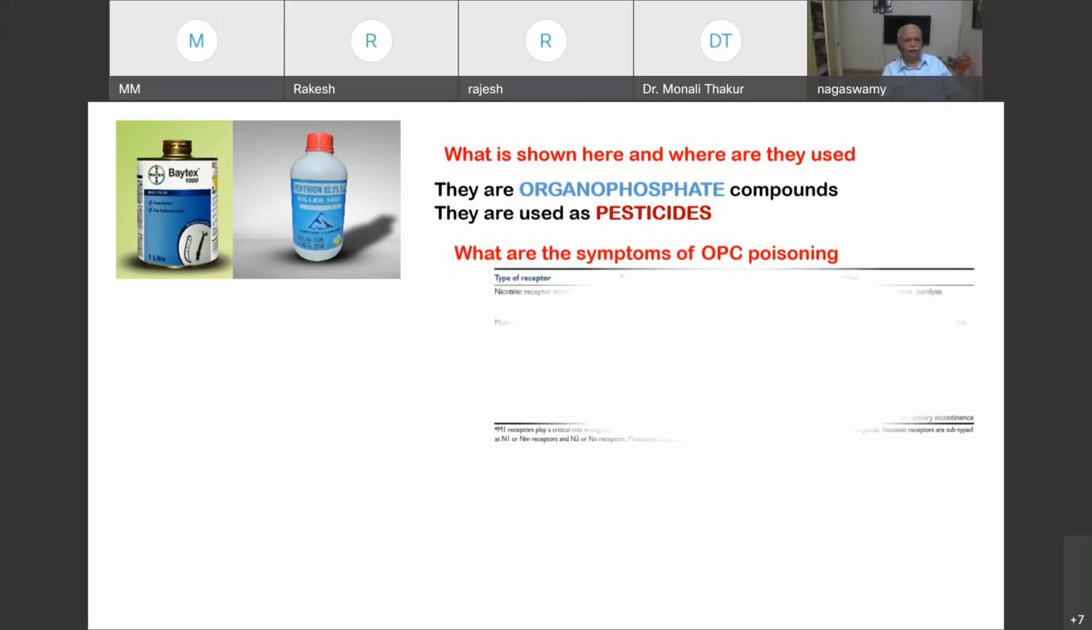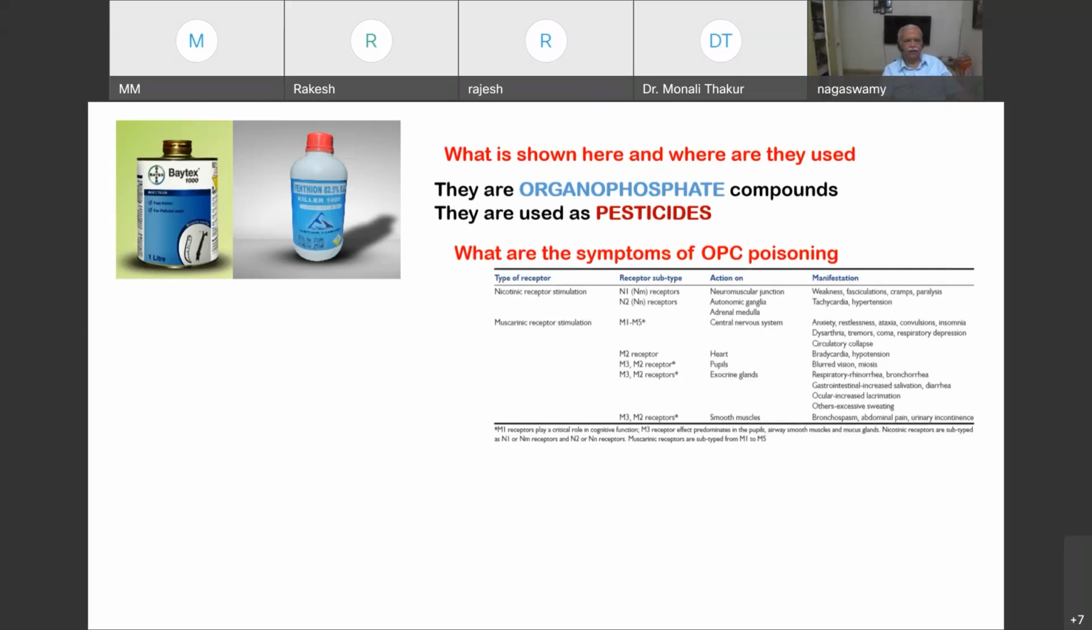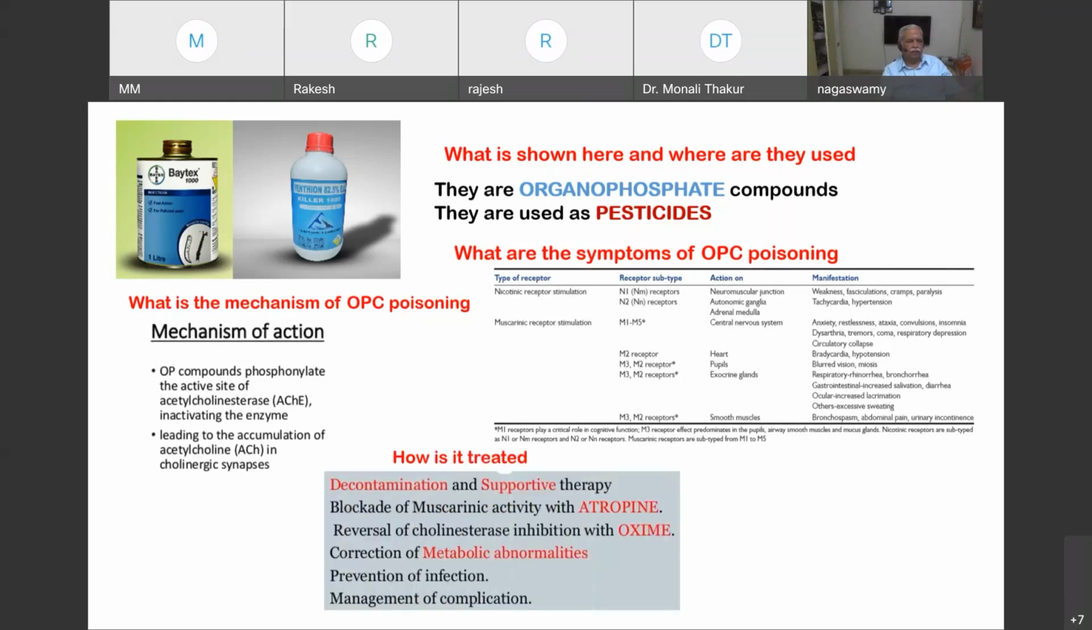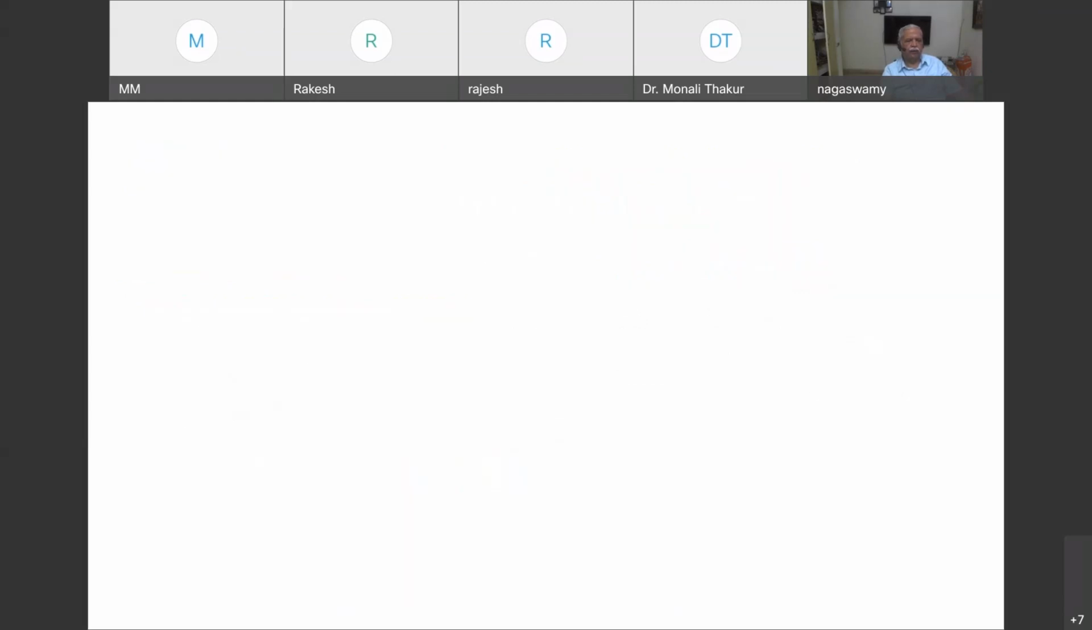Excellent. So it acts on the many receptors of the parasympathetic system, nicotinic and muscarinic receptors. And the mechanism of OPC poisoning is remembered by this word SLUDGE. Treatment is you have to decontaminate the patient, give atropine, and to release the binding with the cholinesterase enzyme, you have to give oximes. Correction of metabolic abnormalities.